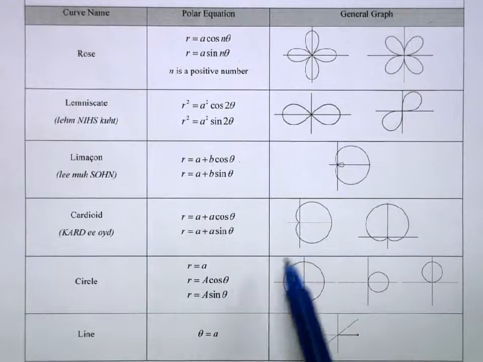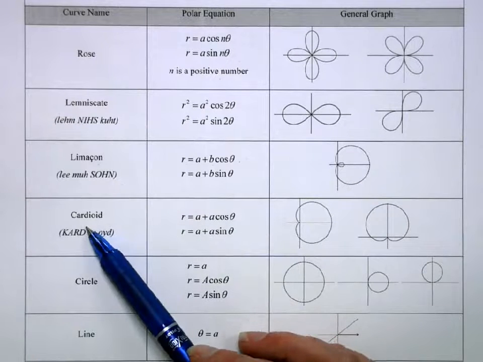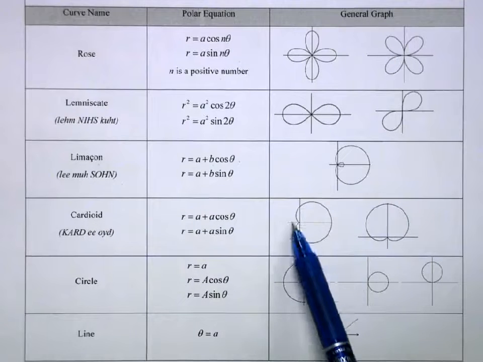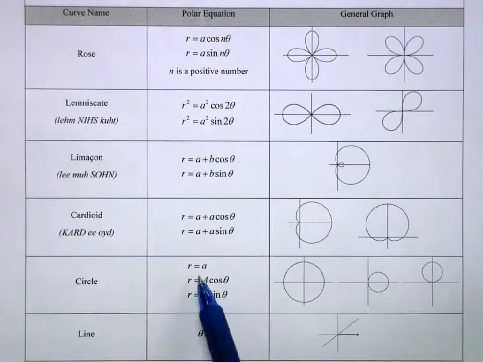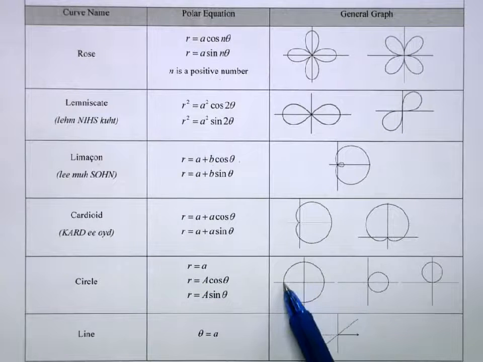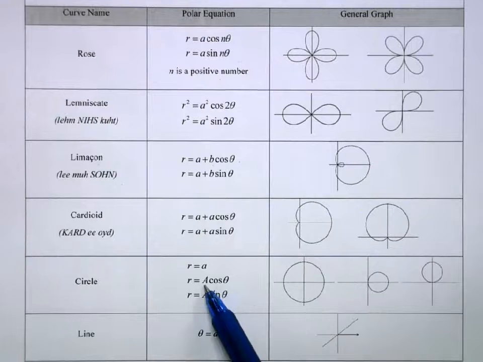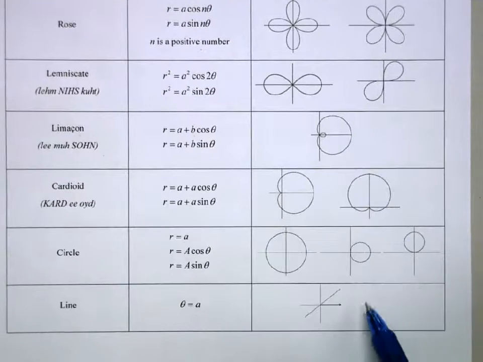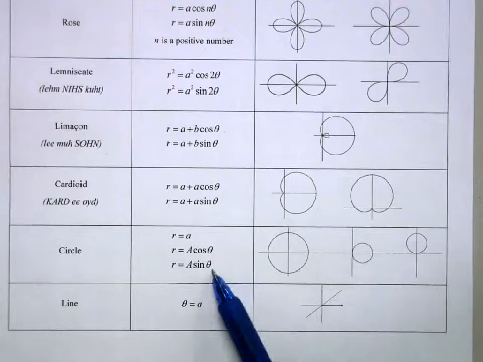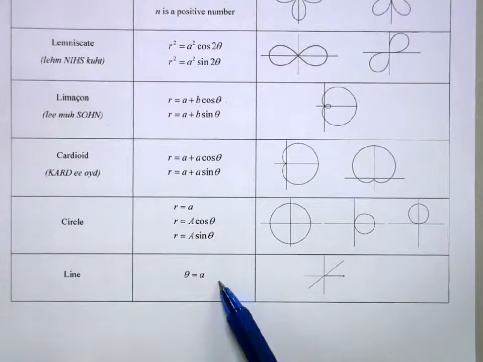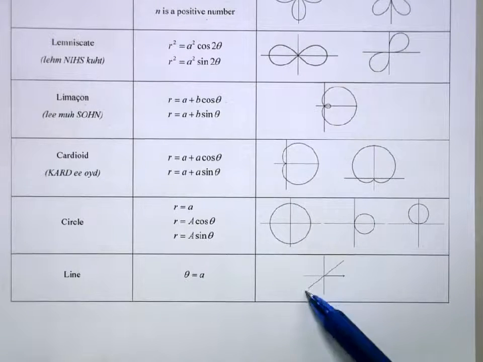If you think of cardioid, you may think of hearts. These are kind of heart-shaped graphs. Circles can be just r equals a. So if I said r equals 2, we have everything out 2 units. Or a cosine theta or a sine theta. If it's a cosine, it's going to be symmetric to the x-axis. If it's a sine, it's going to be symmetric to the y-axis. And then we have various types of lines, but the simplest version is just theta equals something, like theta equals pi over 4 will give you something like this.